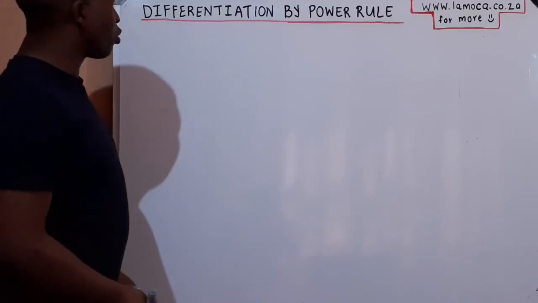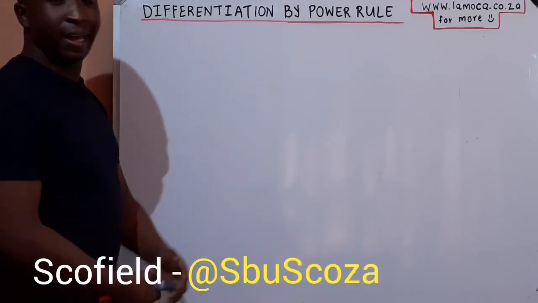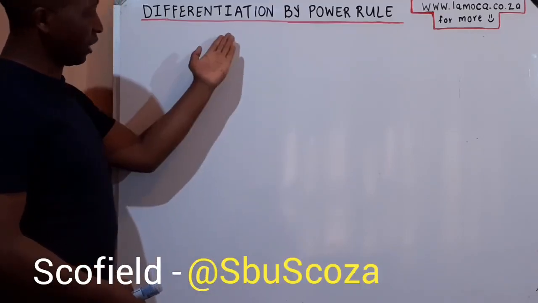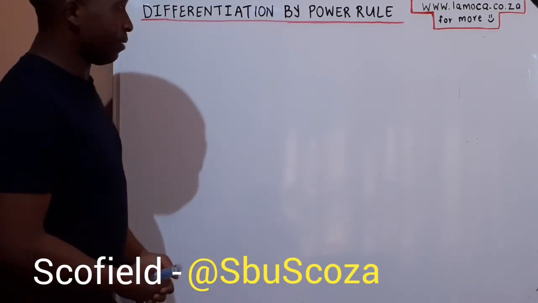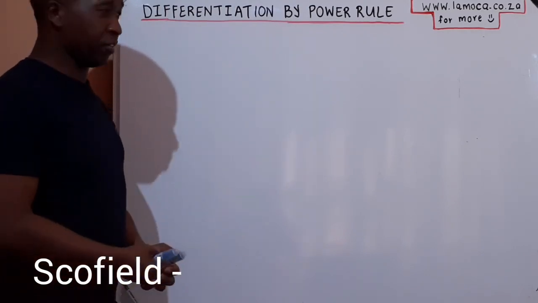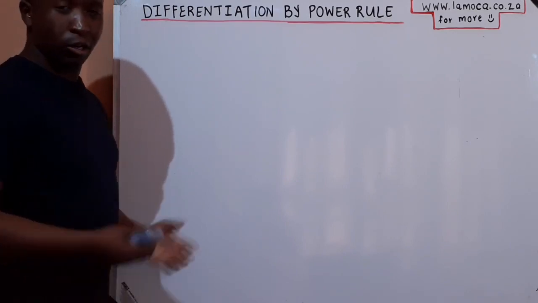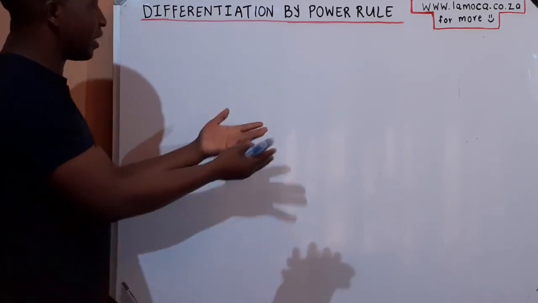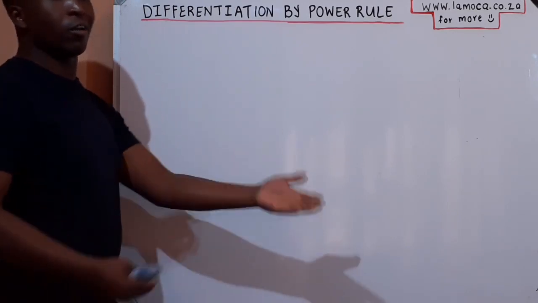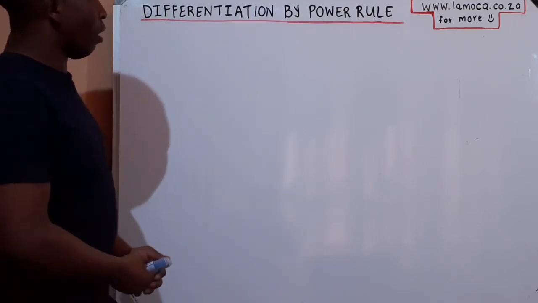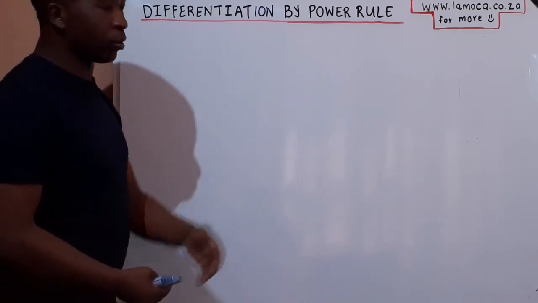In this video, we're going to explain how the whole concept of differentiation by the power rule works. The process of finding the derivative can be done using first principles, but you've seen that first principles is actually very long. There's a shortcut for finding the derivative by just using what we call the power rule.